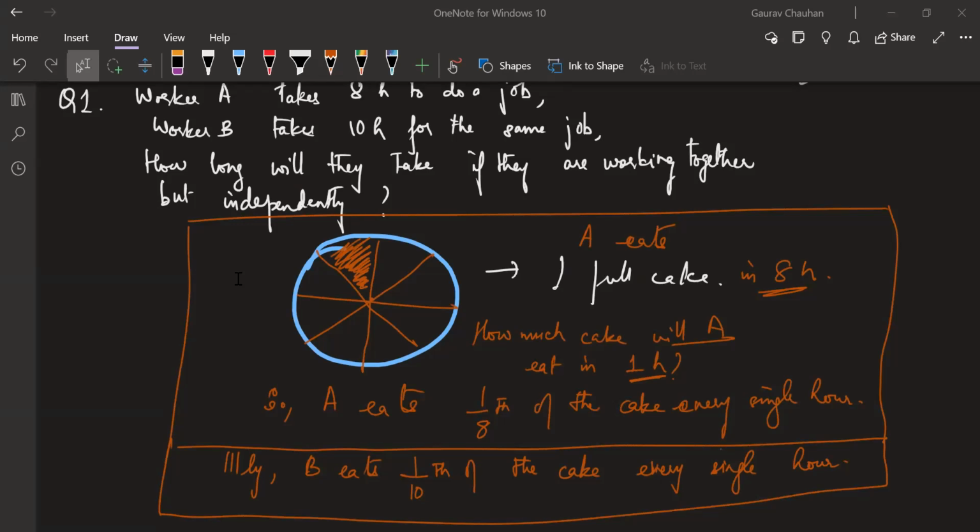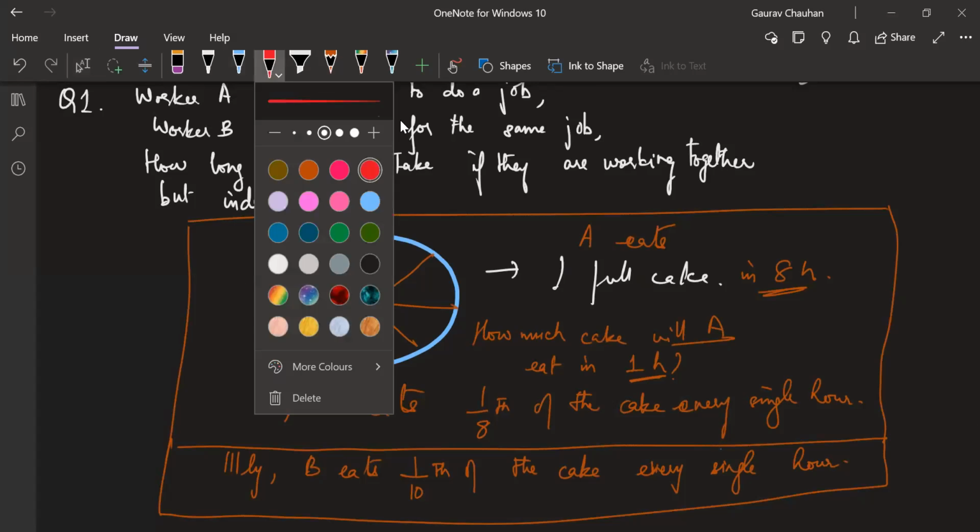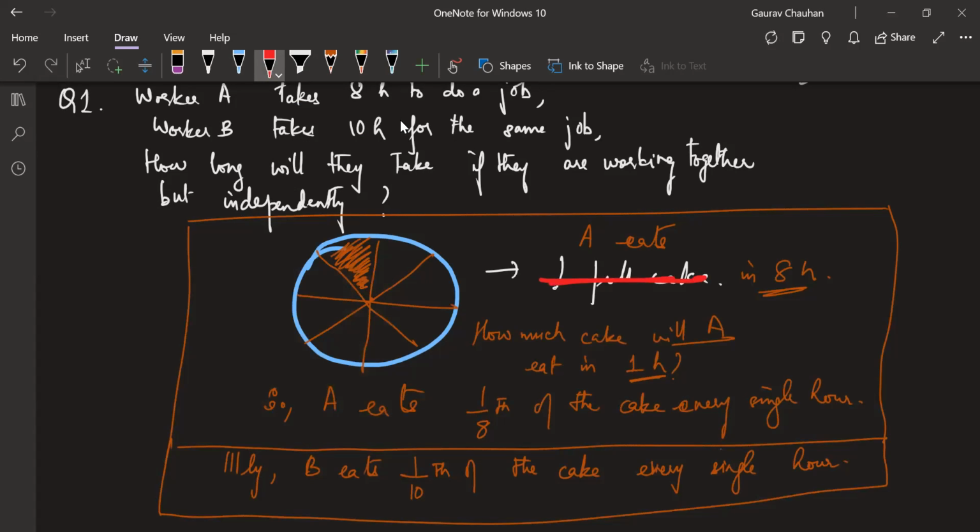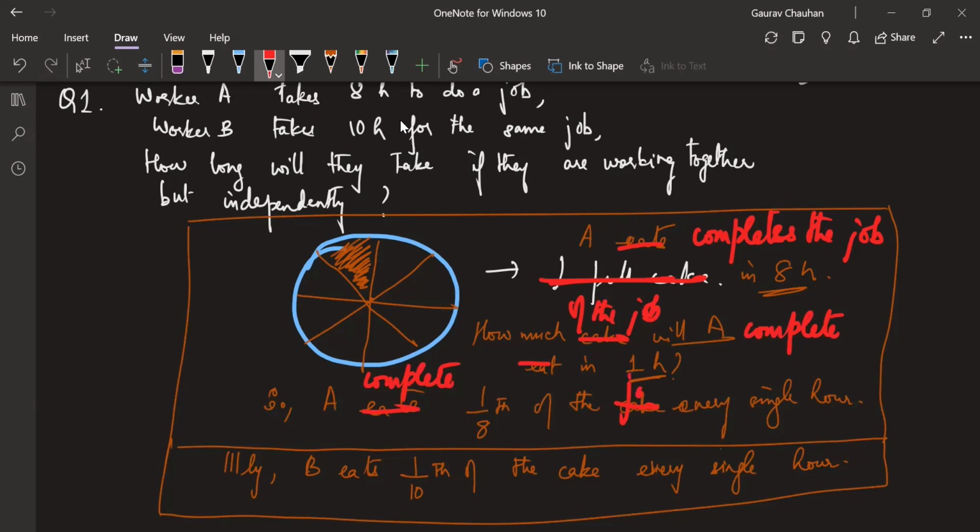Now, instead of saying eating a cake, I can write A completes the job. How much of the job will A complete in 1 hour? A will complete 1/8 of the job every single hour. Is everyone okay with what I just did? And B will complete 1/10 of the job every single hour. How do you feel about my change to this? Don't do this change right now. Tell me in the chat if this change is clear or not. What I'm saying is, instead of saying eating a cake, I can say completes the job.